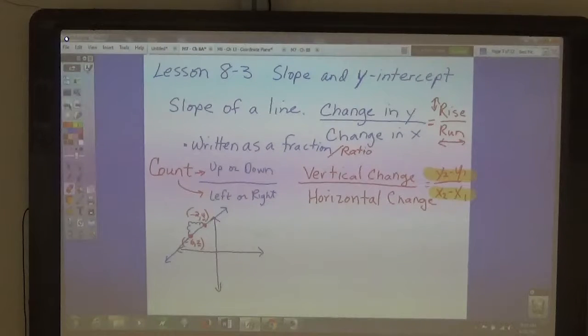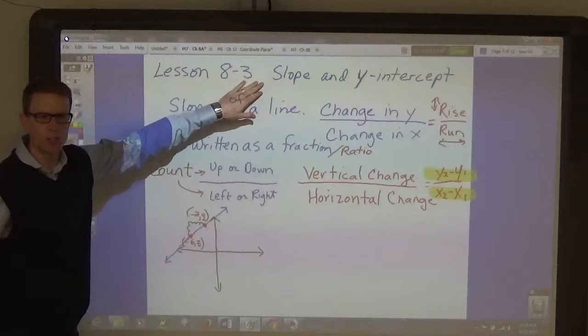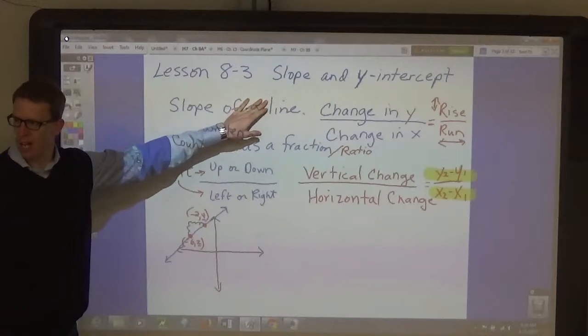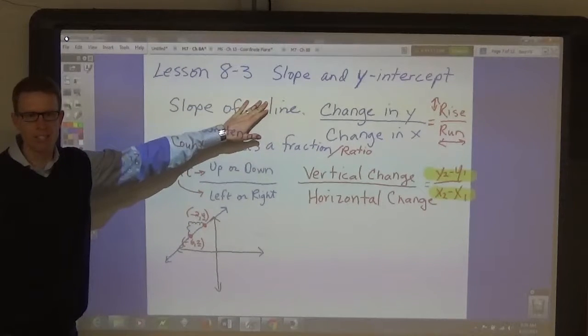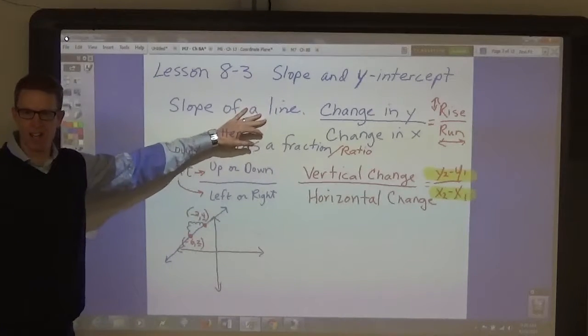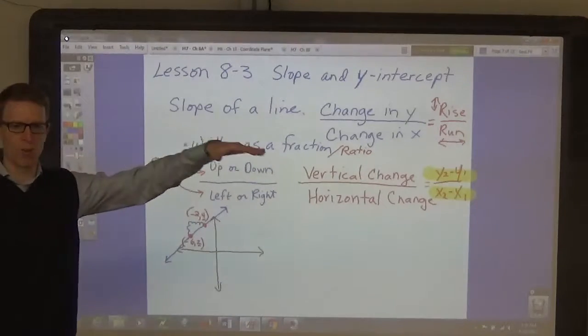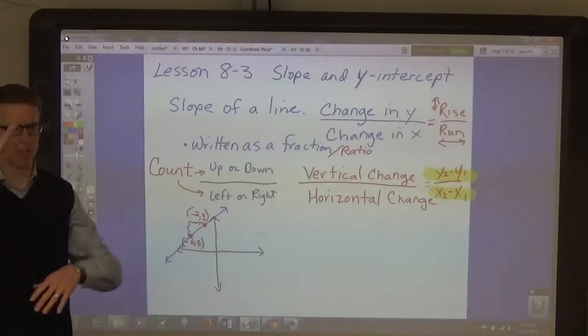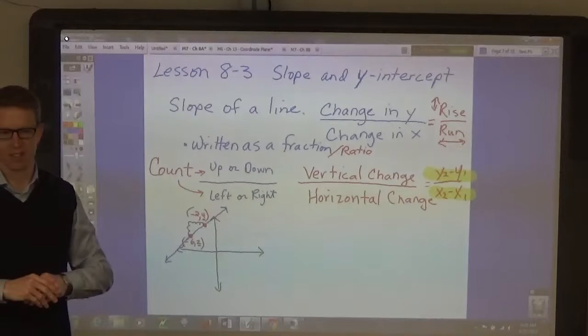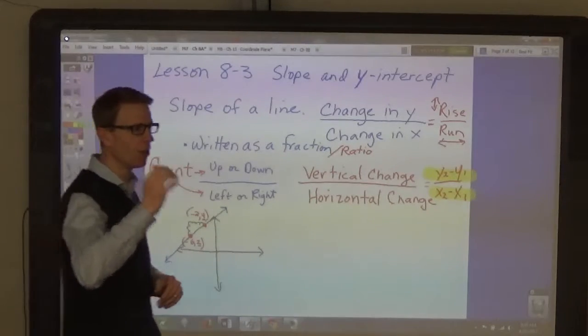So lesson 8.3 is about slope and the y-intercept. Okay? The slope is referring to the steepness of the line on the graph. How steep it is. If it's flat, then how steep is that? What number would you associate with a horizontal line if we're talking about the steepness of a line? 0, yeah, it goes up 0.